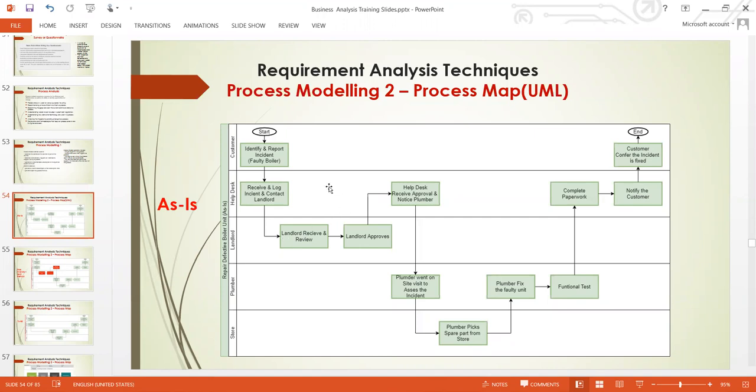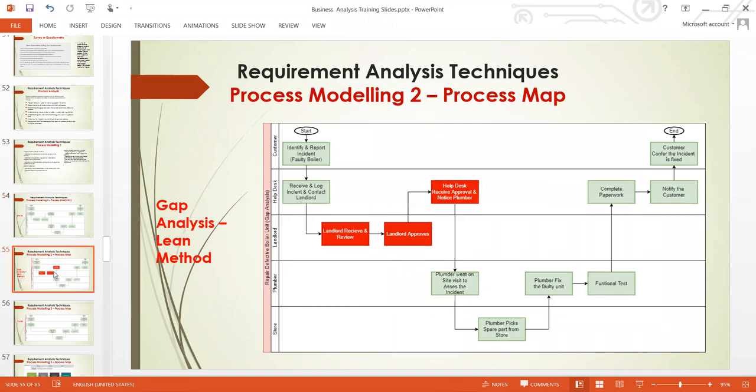But here, it's not happening that way. So that's the problem. It's taking too long. Customers, the tenants, are complaining. So now you as a business analyst, they've hired you, you've gathered the requirements, you've mapped out the process, the as-is process map here. Then it's time for you to do analysis.